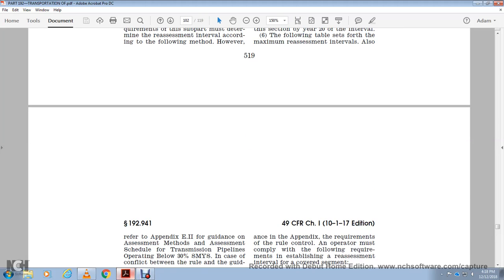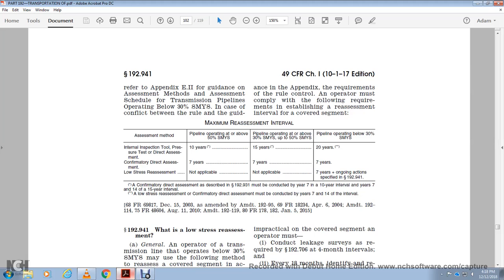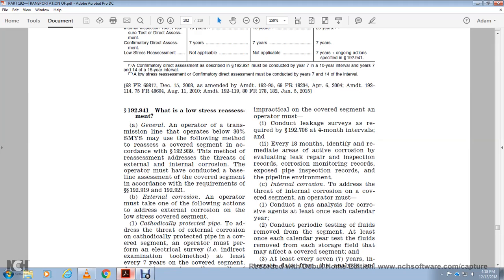So refer to E2 of the item of the reassessment method on the schedule of the transmission line operating below 30% system measured yield, to keep the requirements of the control output following ones in the covered segment. 192.941 low stress reassessment. General operating with the transmission line with the operating with the 30% of the system measured yield strength following with the method reassessment for the covered segment in accordance with 192.939 method of the reassessment of the threat.